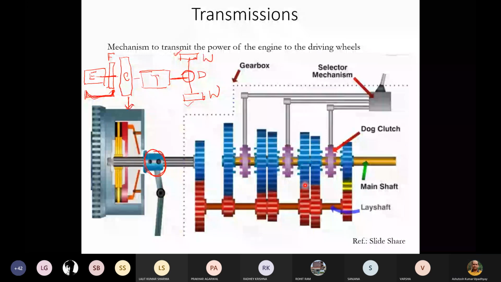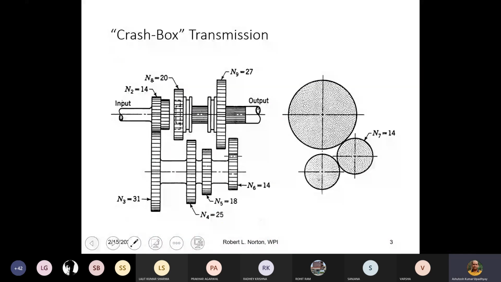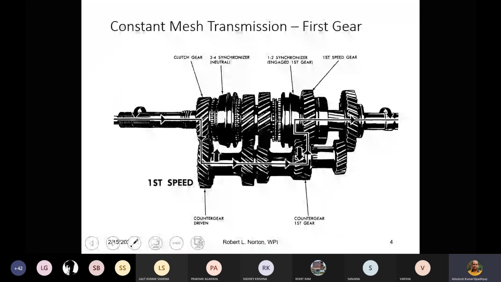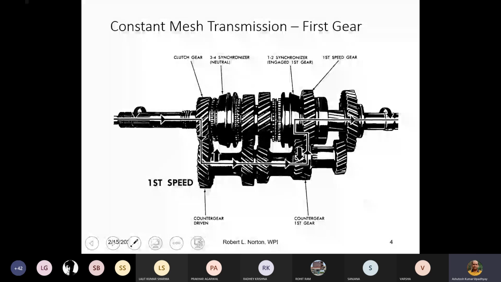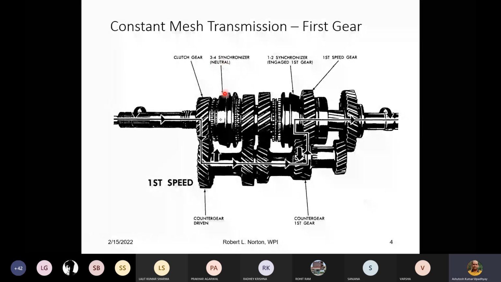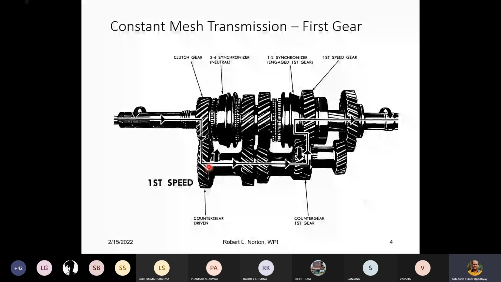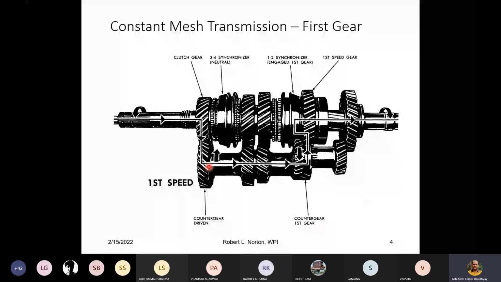Now the synchronous one that is shown in the picture, maybe few things will be visible. There are multiple components involved here. Okay, the clutch gear is there, this is our counter gear, that is fine. Okay, and what is shown, the first gear is shown over here. First gear means on the counter gear you have got the smallest one, and on the main shaft you have got the largest gear. Okay, so that will be the first gear definitely.